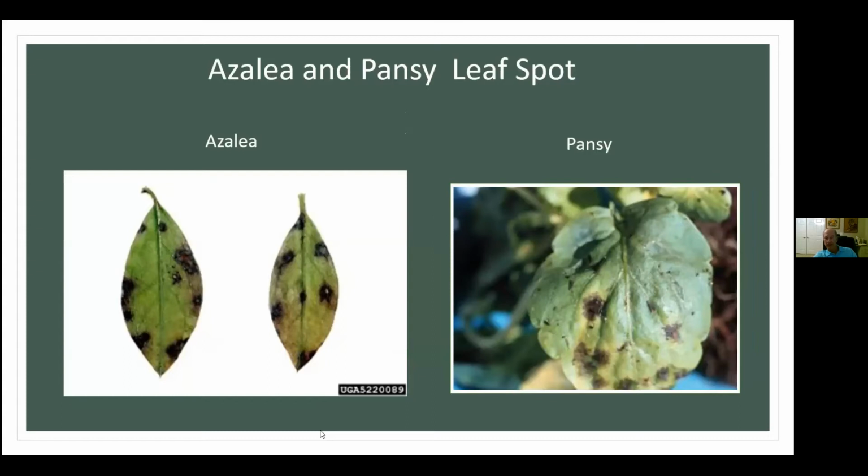On azalea, Cercospora leaf spots are initially small and reddish, but they enlarge rapidly with the center of the spot turning an ash gray color. On the azalea and pansy, small black specks can be observed within the spot's center. These spots are actually a mass of spores that can further spread the disease.